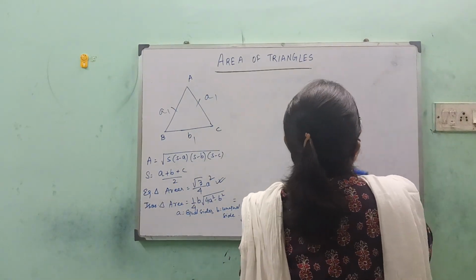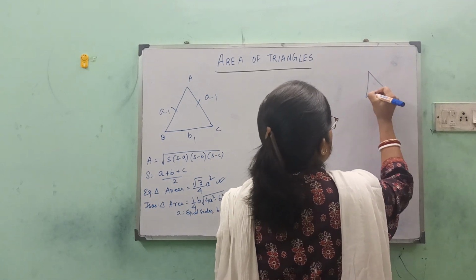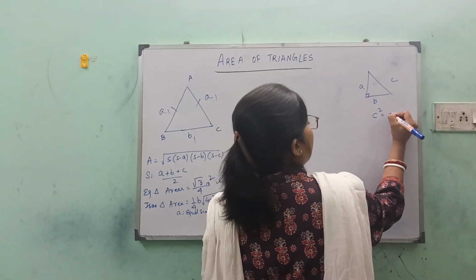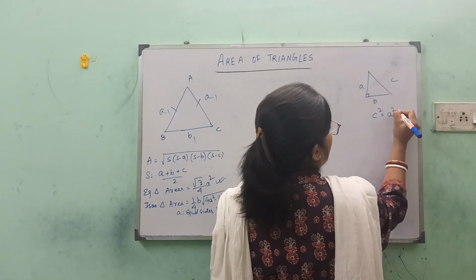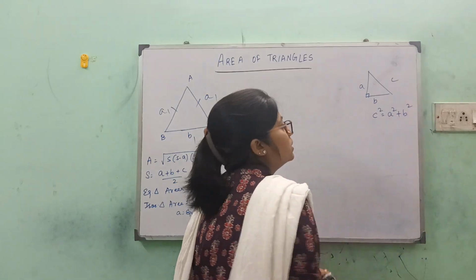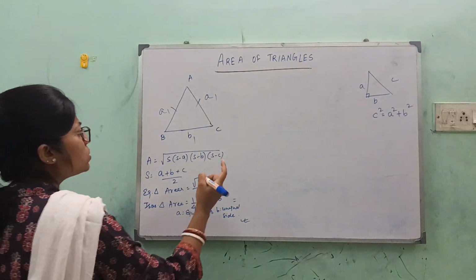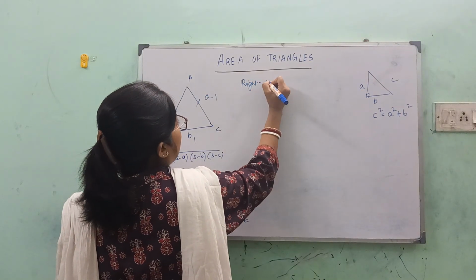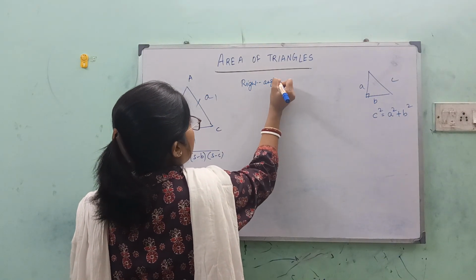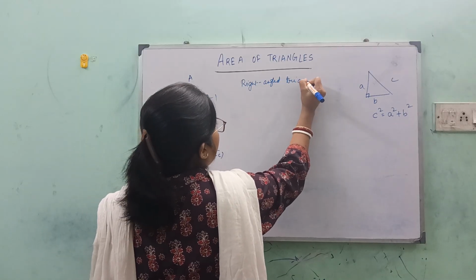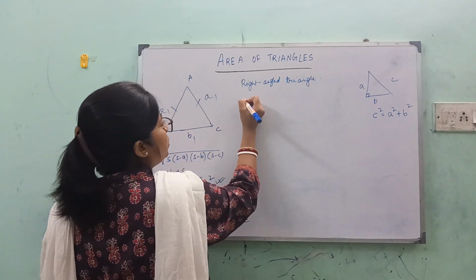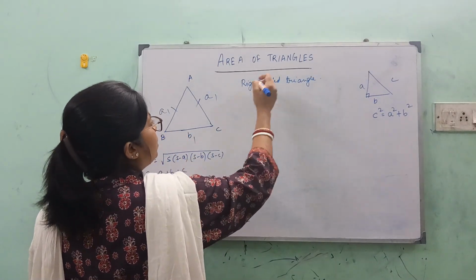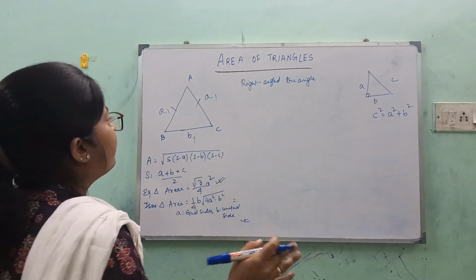Now, because it is a right angle triangle, let us name this as ABC. So we know that hypotenuse square is equal to perpendicular square plus base square. Alright. So for this right angle triangle, how do we find the area? Let us see. Here in this case you have to note first one thing, that all the three sides are equal or unequal, whatever it will be the case.